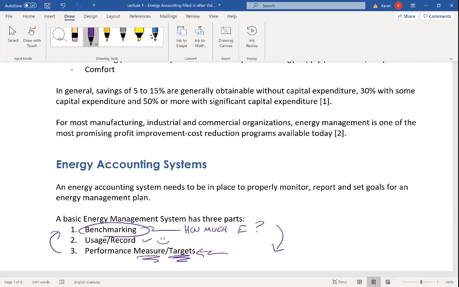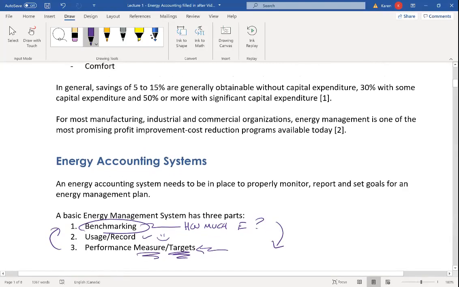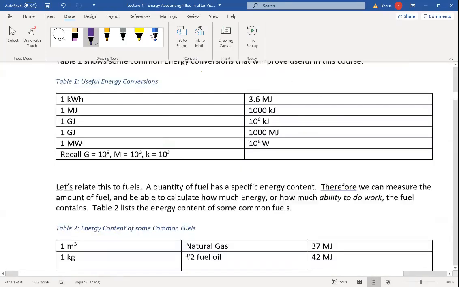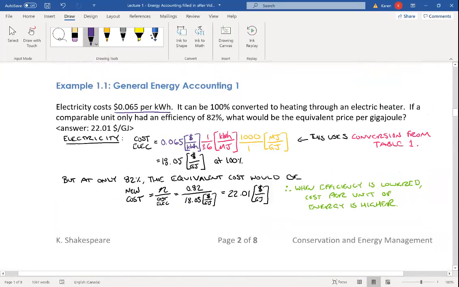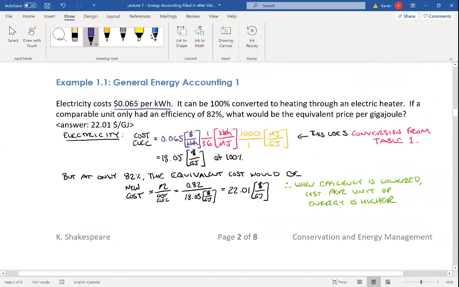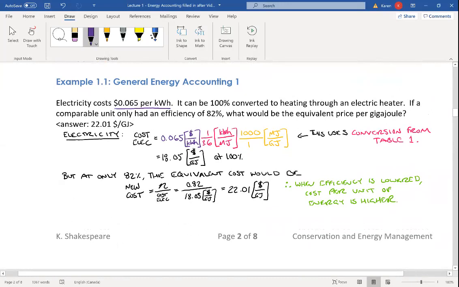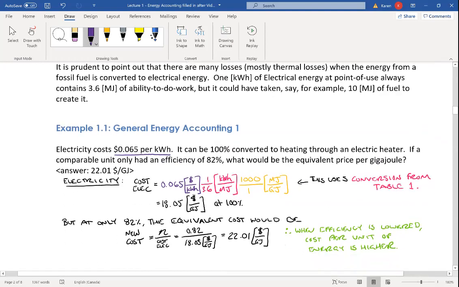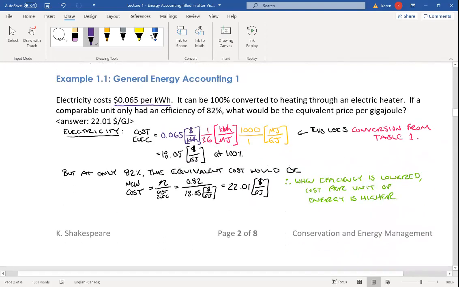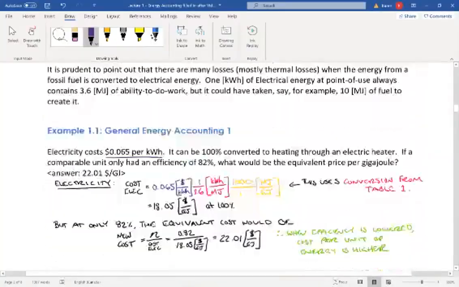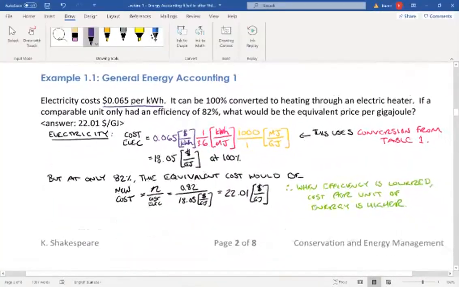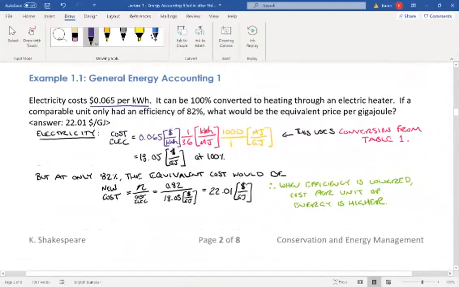So this is a process we go through, and there are quite a few standardized energy accounting systems that we can use. But first we have to figure out how we do our calculations in the first place. So before we can go and benchmark, we have to know in general just how we do accounting of energy. So I'm showing you this first example, and we use these tables 1 and 2 to be able to calculate how much our energy is costing us. Here's just a very general example for you.